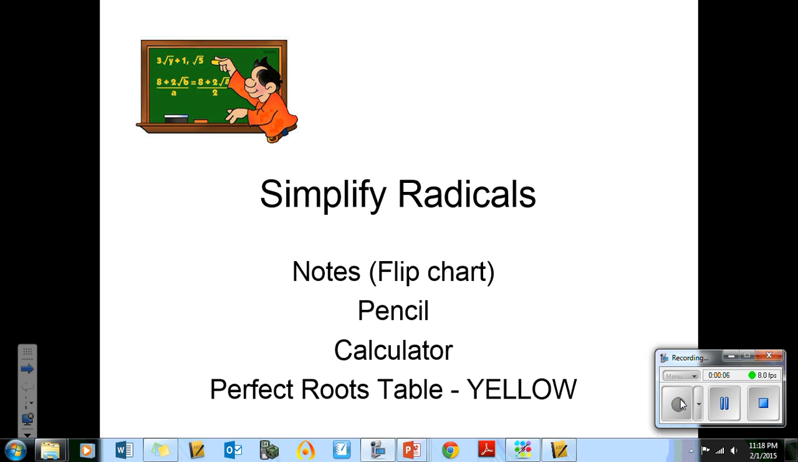You need your notes. If you have your flip chart, let's use your flip chart. If you're not using a flip chart, just your regular notes. You'll need a pencil, a calculator, and your perfect roots table, that yellow sheet that you have all those squares, cubes, fourths, and fifth powers on. Okay, so let's get started.